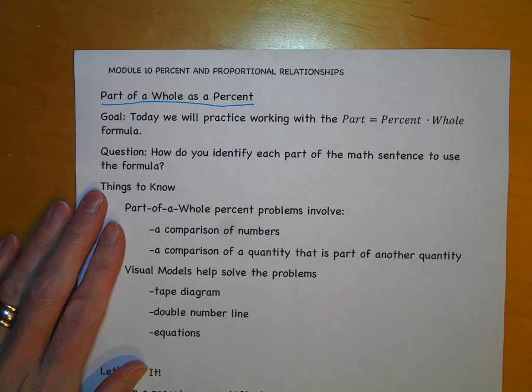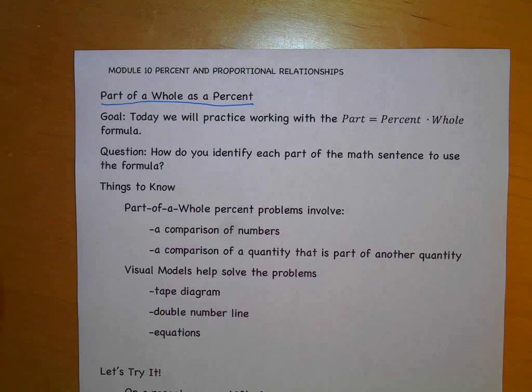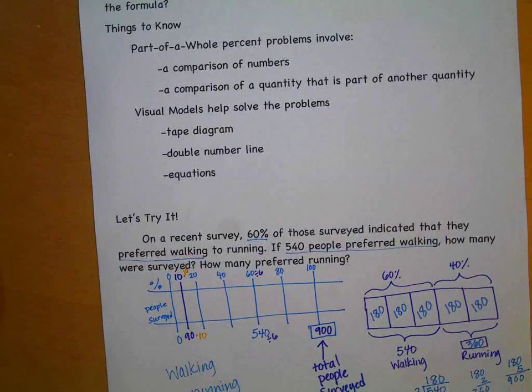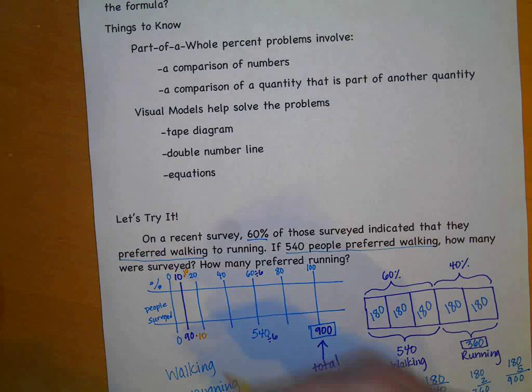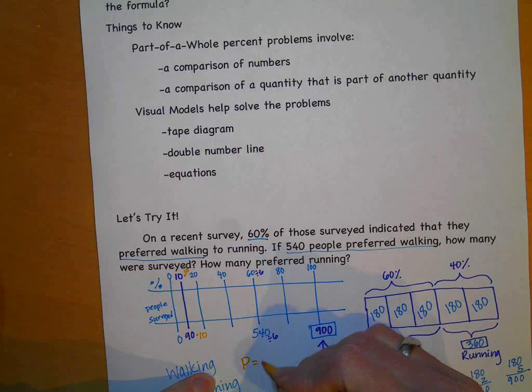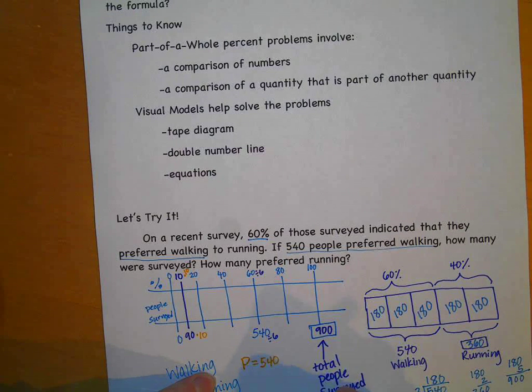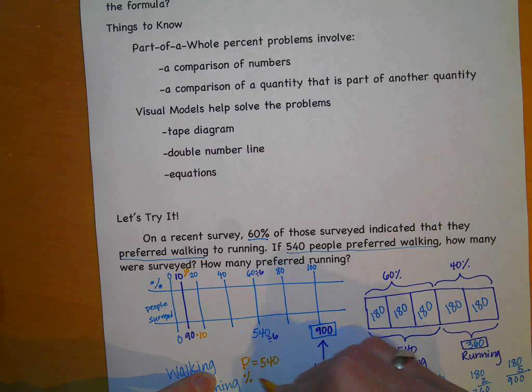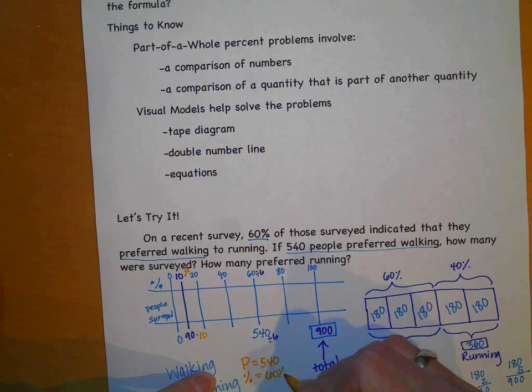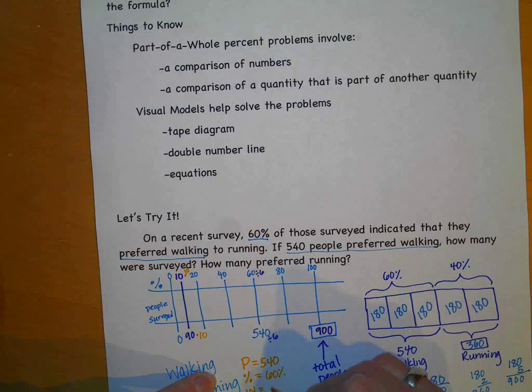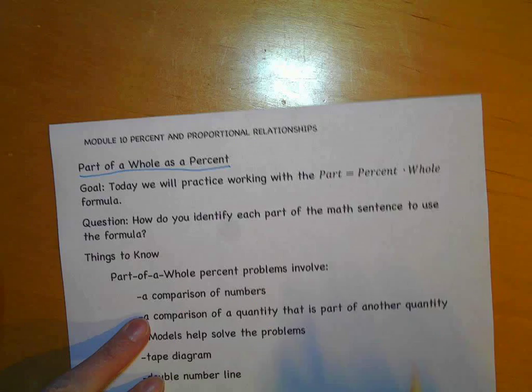So going back to our goal, today we will practice working with the part equals percent of whole formula, which we actually didn't do at all, but let's see if we can. Could we write that as an equation? Because remember it said to use an equation too. So we were given a part, right? So our part that we were given was 540. The percent that we were given was 60%, and the whole is what we were trying to find.